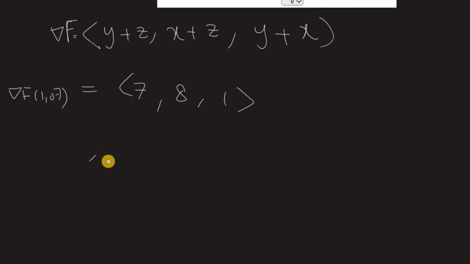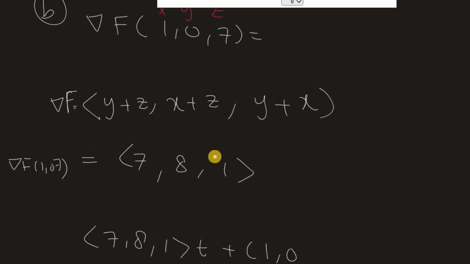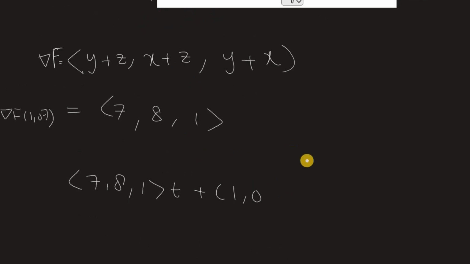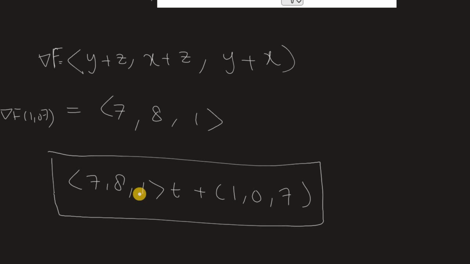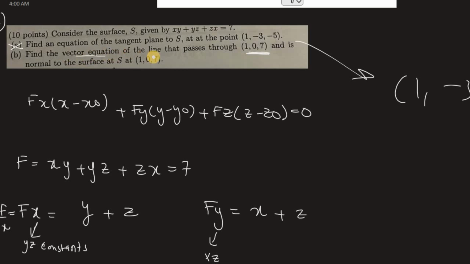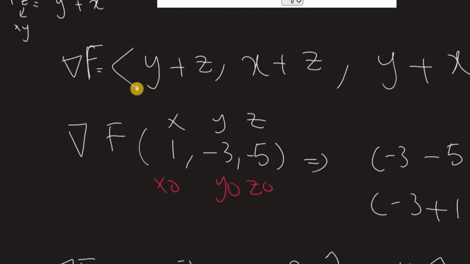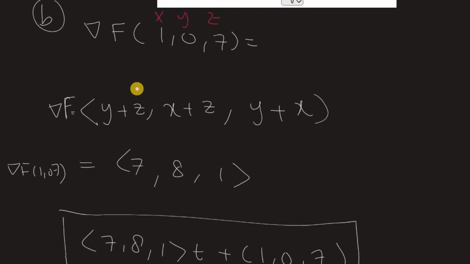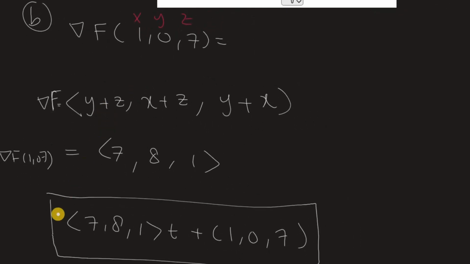Okay, now to find the equation, you're just going to take this vector 7, 8, 1, multiply with t, and then add the point that you are given, 1, 0, 7. Okay, and this is it. This is the answer. This is how you're going to find the equation of the line that passes through the point and is normal to the surface. So this is how you calculate for it. Now let's go ahead and move to the third question.